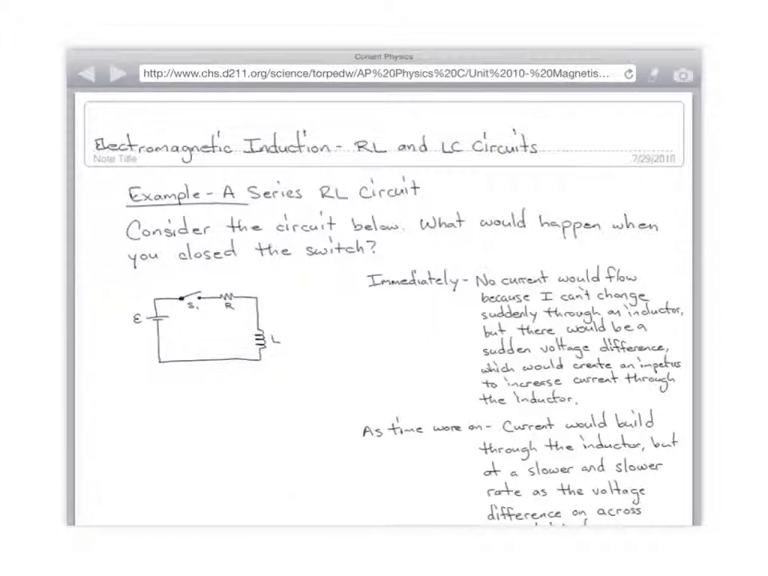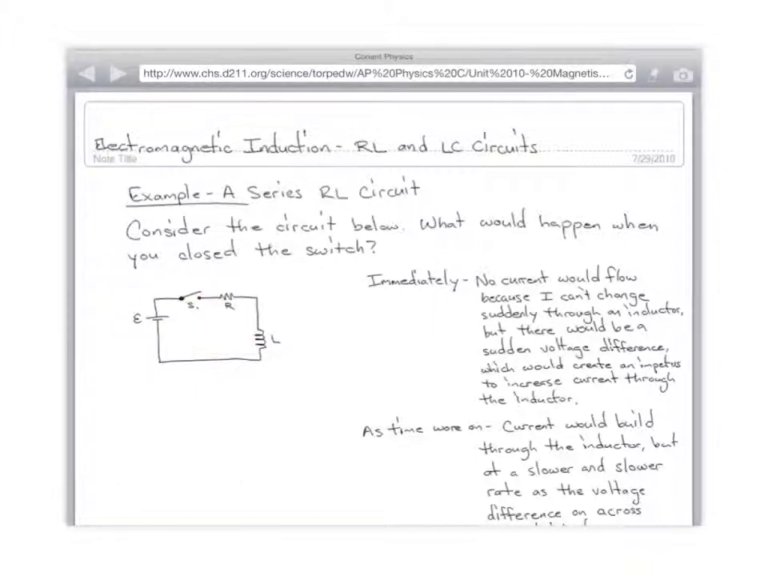All right, you guys ready? Let's do it. The first example is a simple series RL circuit. What does RL mean? What's the R stand for? Resistor. What's the L stand for? Inductance. So RL means resistor-inductor circuit. And you can see it right here. It's got a battery, a switch, a resistor, and an inductor.